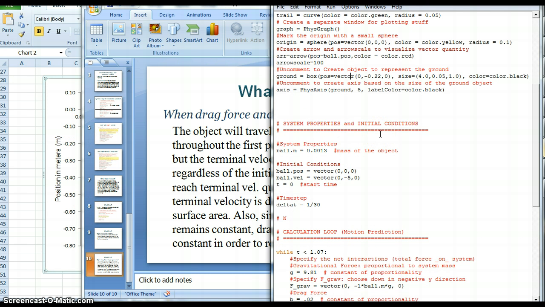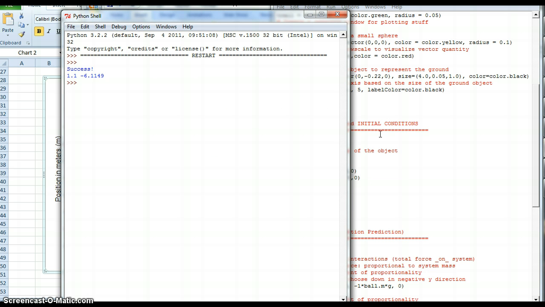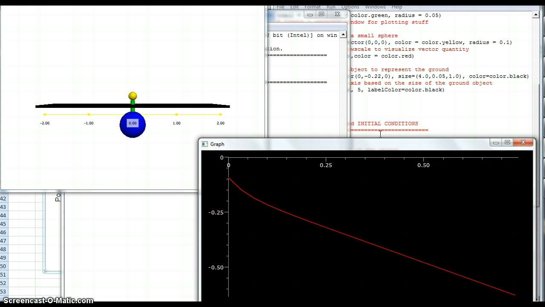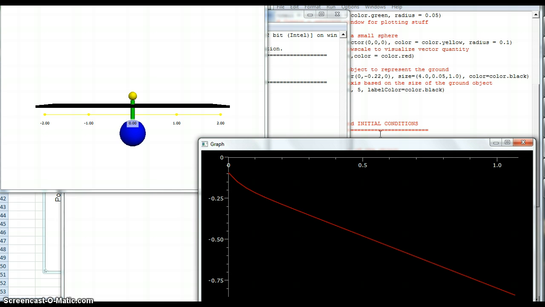And I'm just going to show you a quick program that I wrote for that, just so you guys have a visual of what it looks like. So as you can see, it starts off a little bit different, but ultimately the slope becomes constant, and that slope is the same terminal velocity.